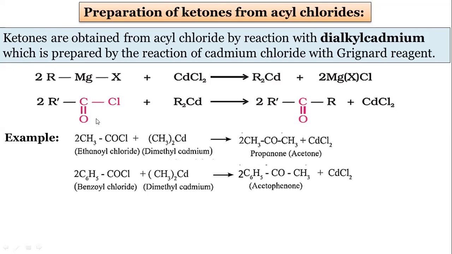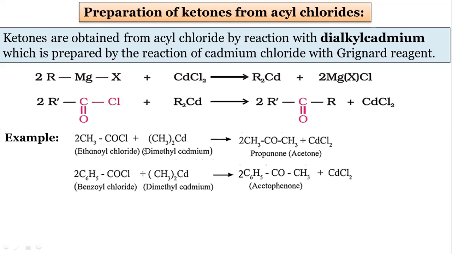We will take directly one example. This is ethanoyl chloride, because two molecules we have to take here. This is dimethyl cadmium. It is prepared by the above method using Grignard reagent. Now see the reaction. Propanone is formed. The common name of propanone is acetone.